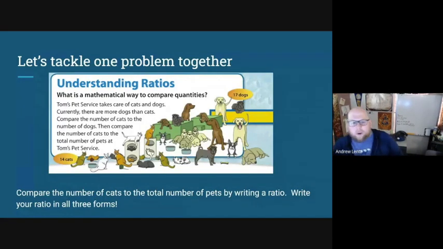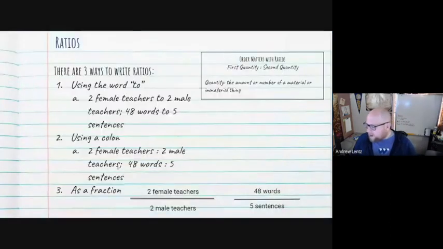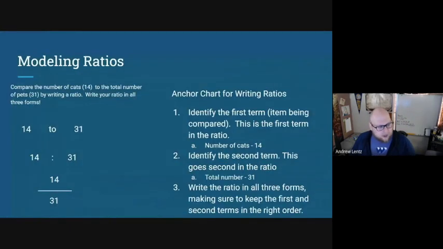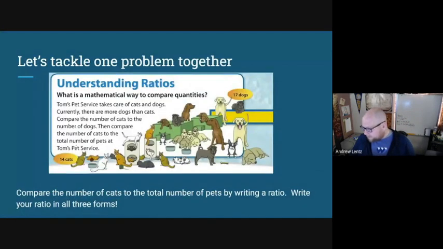So what number do I need to list first? 14 cats or 17 dogs? Write it in chat right now. If I'm comparing cats to dogs, I need to put what quantity first? Okay. If I'm comparing cats to dogs, I need to put cats first. So in this case, I'm going to put 14 first, and then I'm going to choose my method of writing a ratio, either "to," colon, or as a fraction. And then I'm going to write 17 for the dogs.